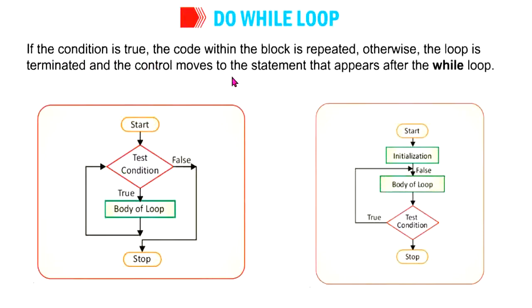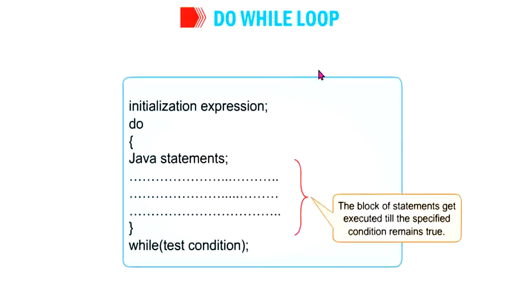If the condition is true, the code within the block is repeated. Otherwise, the loop is terminated and control moves to the statement that appears after the while loop. I hope the difference is clear. This is the syntax for do while loop: initialization expression, do, then the block of statements gets executed while the specified condition remains true, test condition while, it repeats. If it is false, go to the next statement.